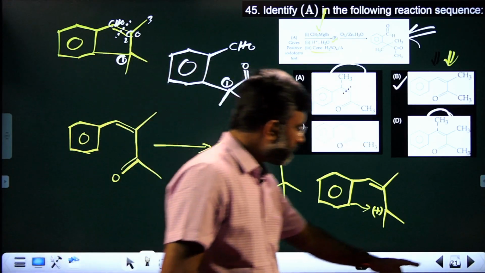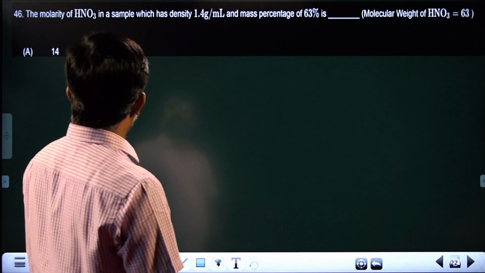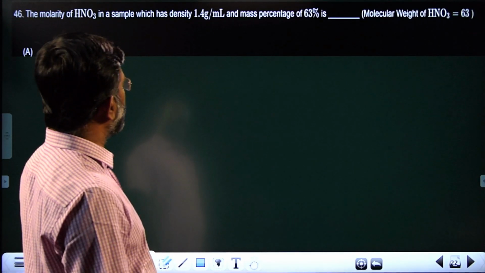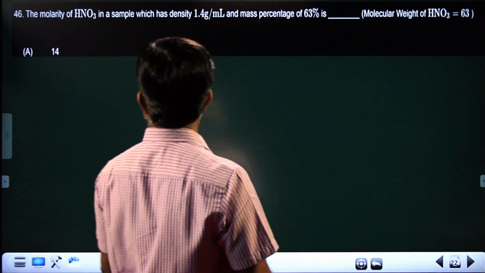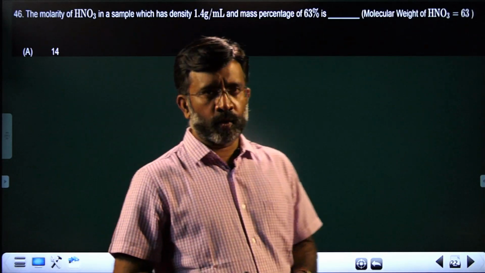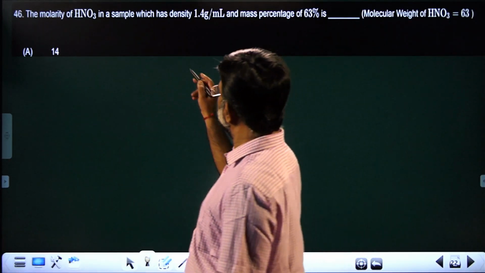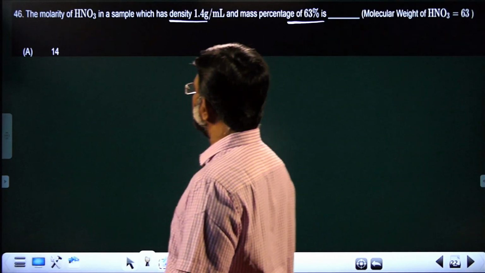Next question. The molarity of nitric acid in a sample which has density 1.4 gram per ml and mass percentage of 63% is, you have to find the molarity. What is given? Density is given and mass percentage is given. You want to find the molarity.